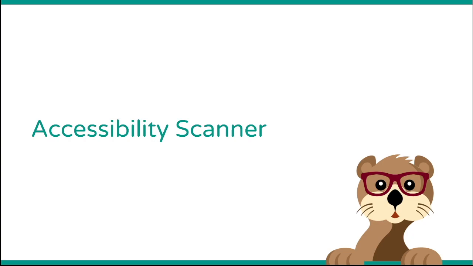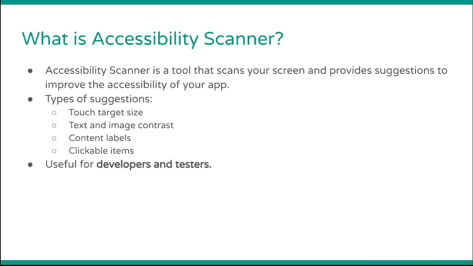So what is accessibility scanner? Accessibility scanner is an application which takes a screenshot of each and every screen in your application and suggests fixes for errors. For example, there is a small button and there is a big button on your screen. If you take a screenshot of that in accessibility scanner, it would suggest that you make the smaller button a bit bigger so that it becomes easier for anyone to click. That's what accessibility scanner does.